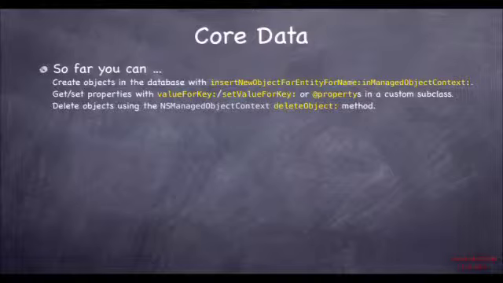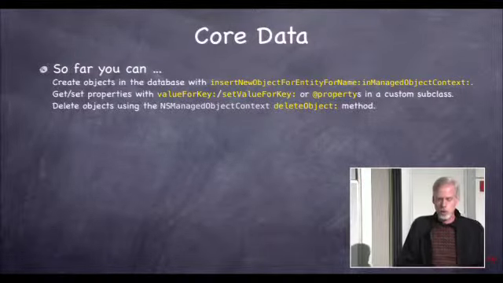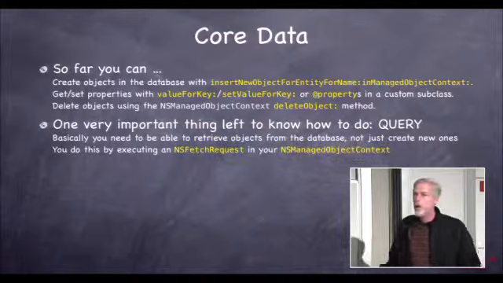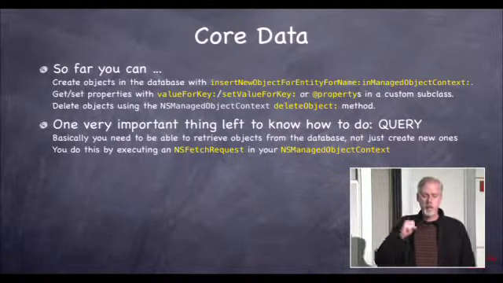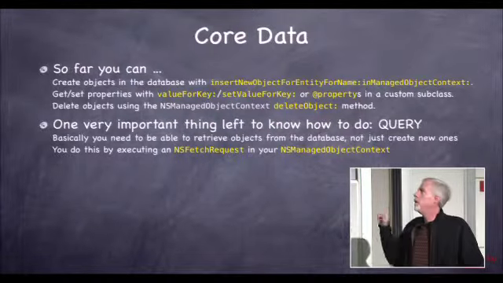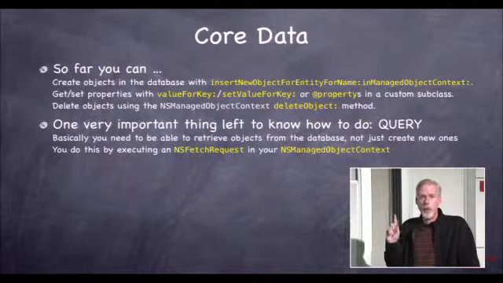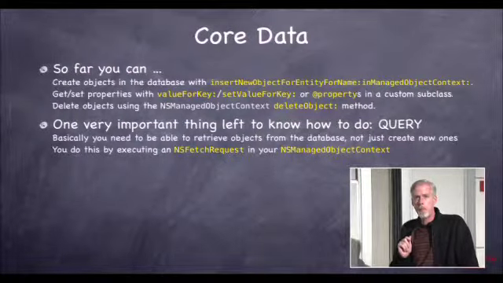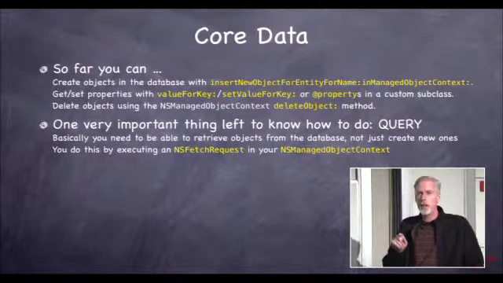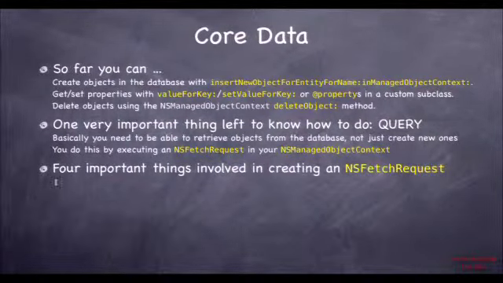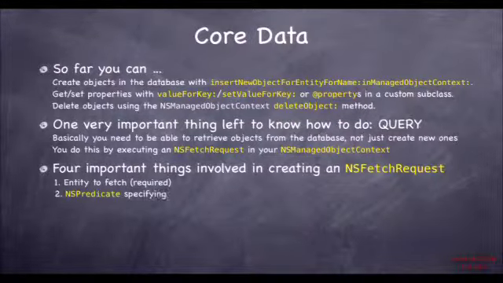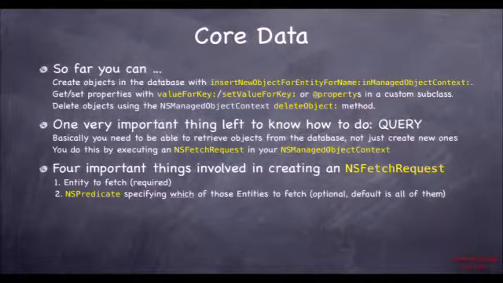All right. So you can insert things, you can get the values of the properties, you can delete things. What else do you want to do with a managed object context? Well, the last and most important thing is query. You need to be able to pick objects out of the database. So how do you do this? You do this by creating and executing an NSFetchRequest object. You create one, then you ask the managed object context to execute that fetch for you. So there are 4 important things to know when you're creating a fetch request. One, you have to specify the entity you're going to fetch, and a predicate which says which objects in the database you want.